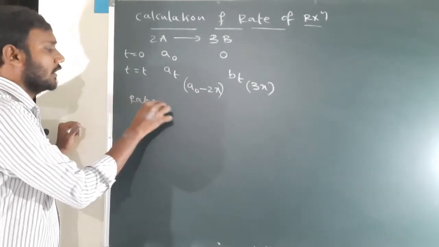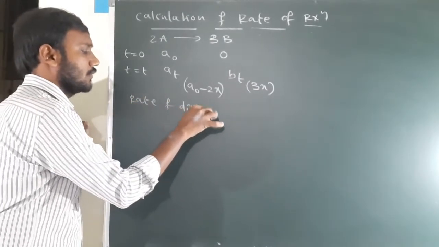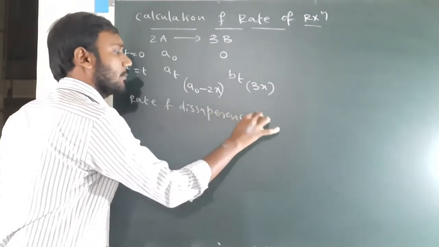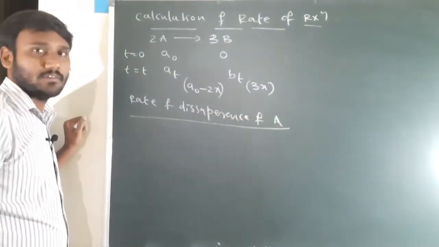Now let us see the rate of disappearance of A and the rate of appearance of B. So first, the rate of disappearance of A.